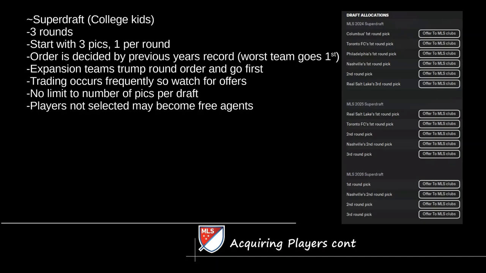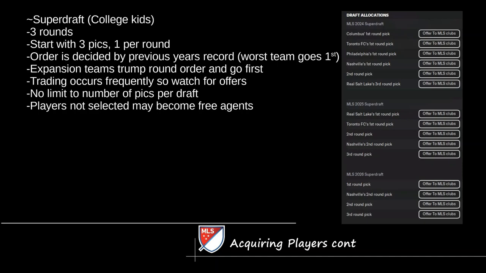All right. The order is decided by the previous year's record. The worst team always goes first, except in an expansion year. The expansion teams trump the round order and they go first. So if you finish dead last and there's a stupid expansion team next year, then you're going to end up going second or maybe third, depending on how many expansion teams there are.